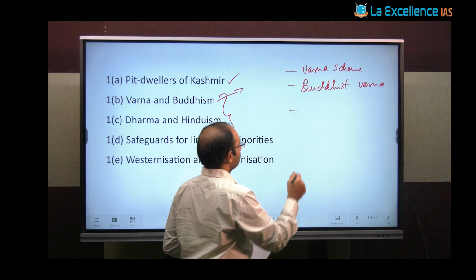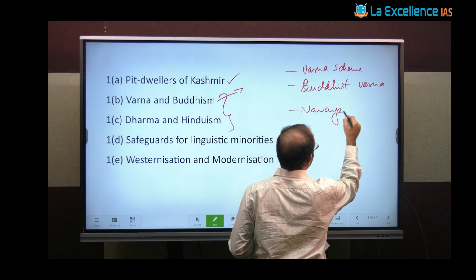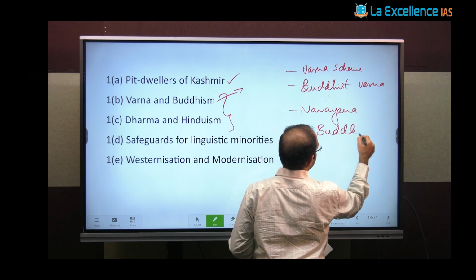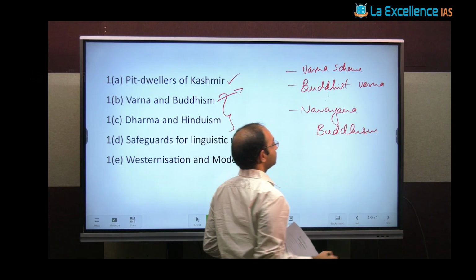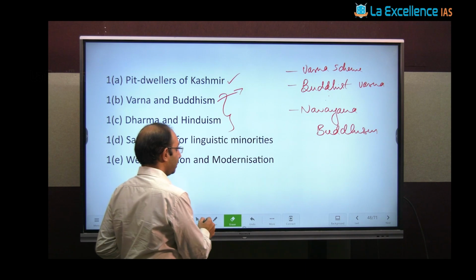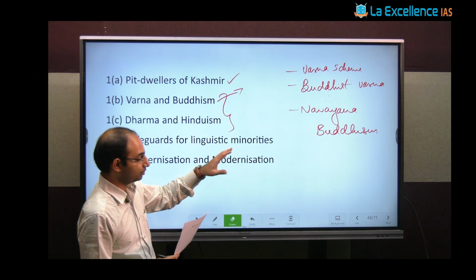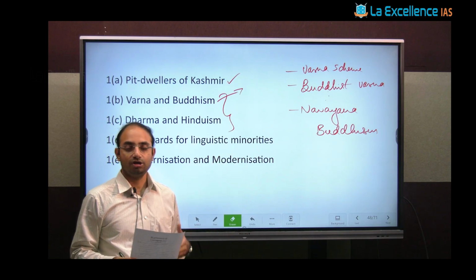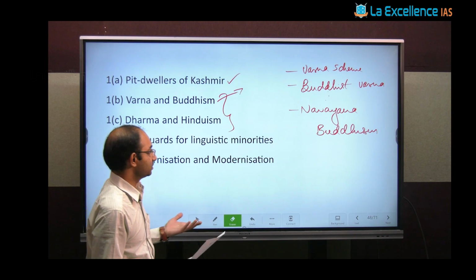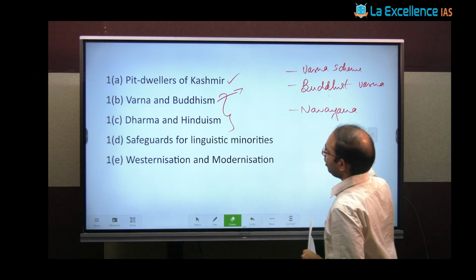And in the conclusion, you can also end with Navayana Buddhism of Ambedkar, how Ambedkar used Buddhism as an instrument and as a tool to fight caste exploitation, and how he proposed that conversion to Buddhism should be a way in which the Dalits or the masses find their voice against the caste system. So all of this you can write in Varna and Buddhism.